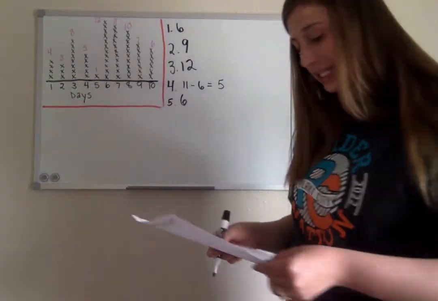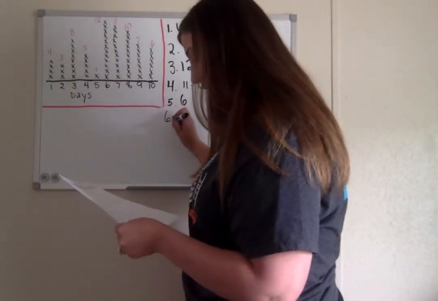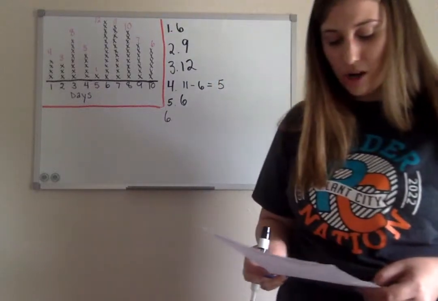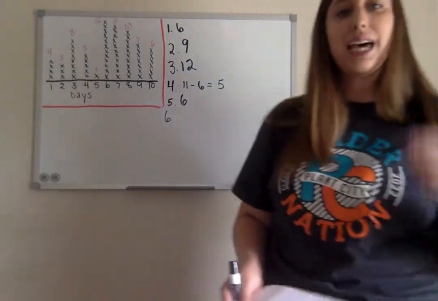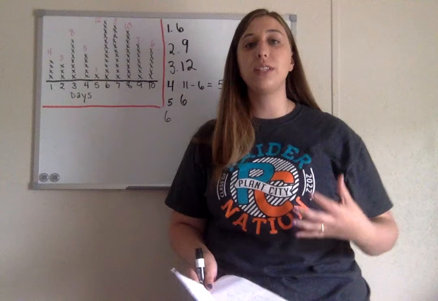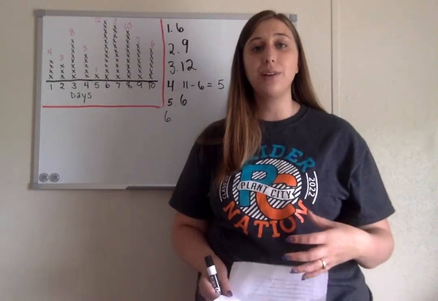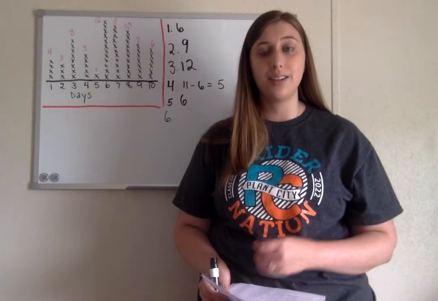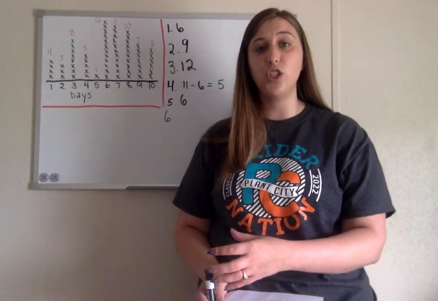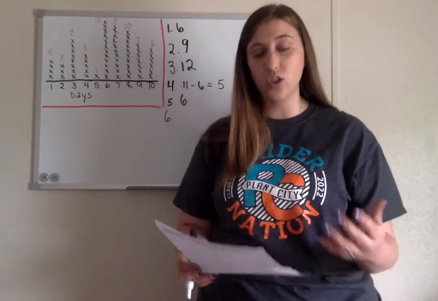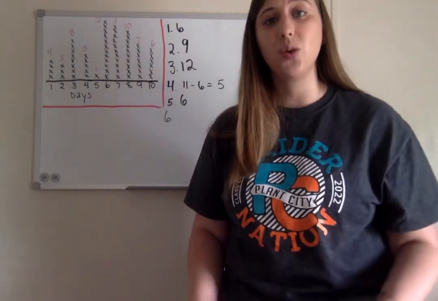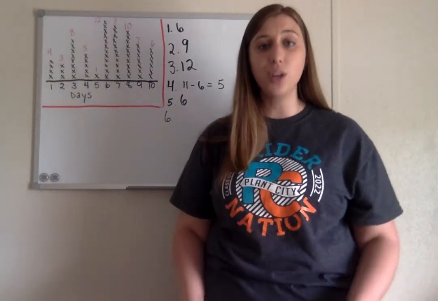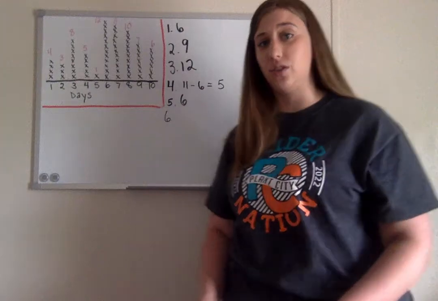Right, number 6 is asking us, how many days did Tom sell less than 7 boxes? Notice the difference in wording here. Now it's asking just less than 7. It does not say 7 or less. We just want to know how many days we sold less than 7 boxes. So this time we are not going to include 7 in our answer.